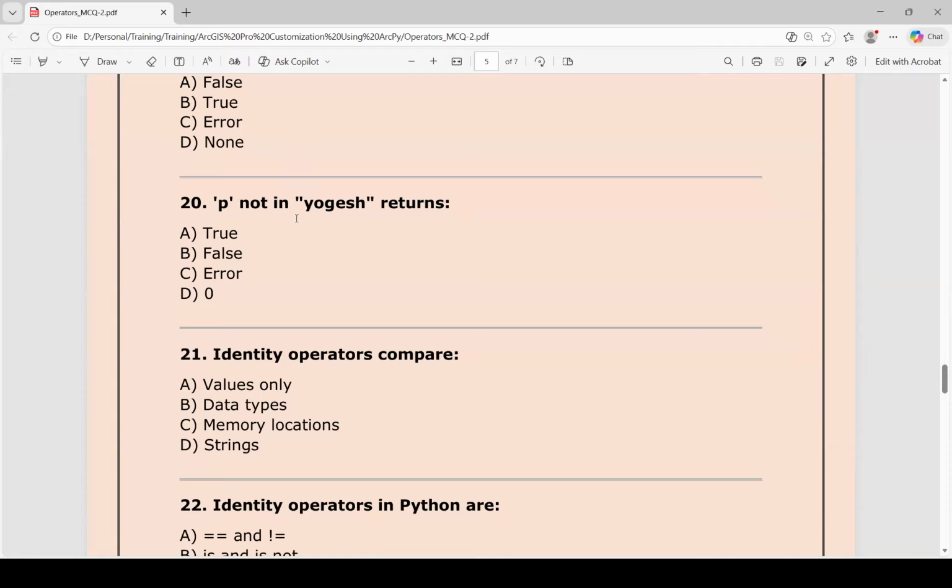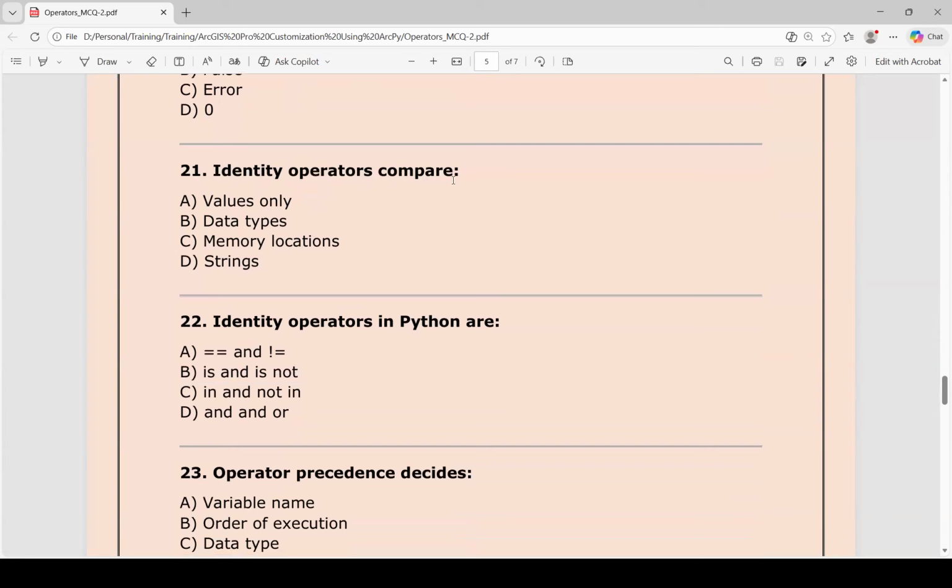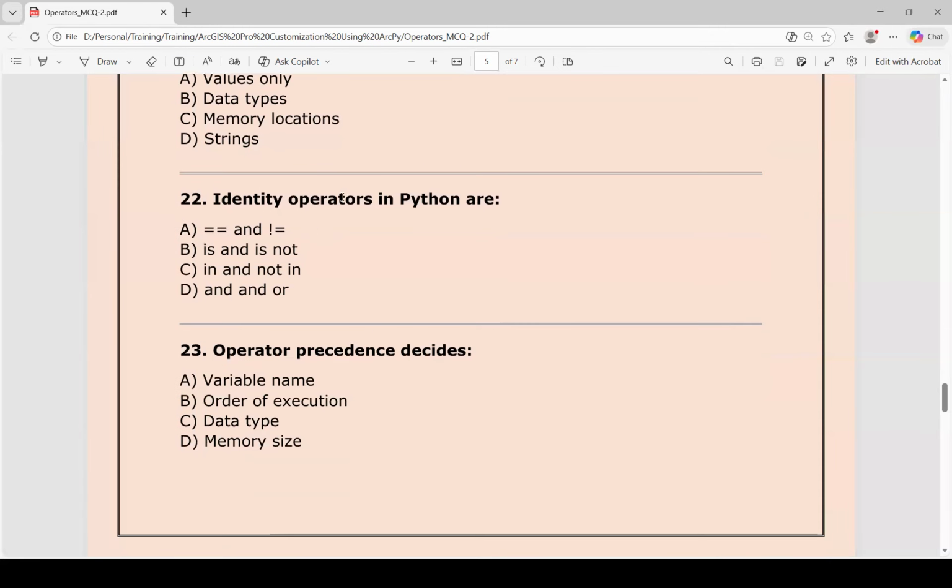So please, whenever you are giving the answer, not only here but anywhere, read carefully what they have written, in or not in. Identity operators compare memory locations. Identity operators in Python are is and is not. Okay, is the correct answer.